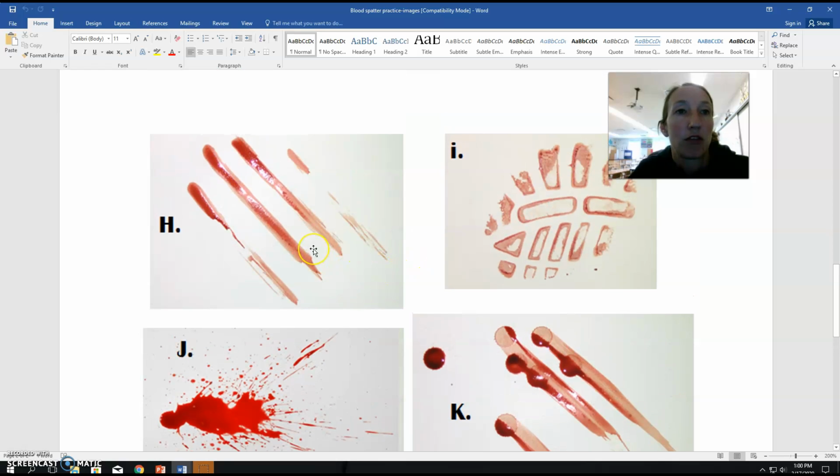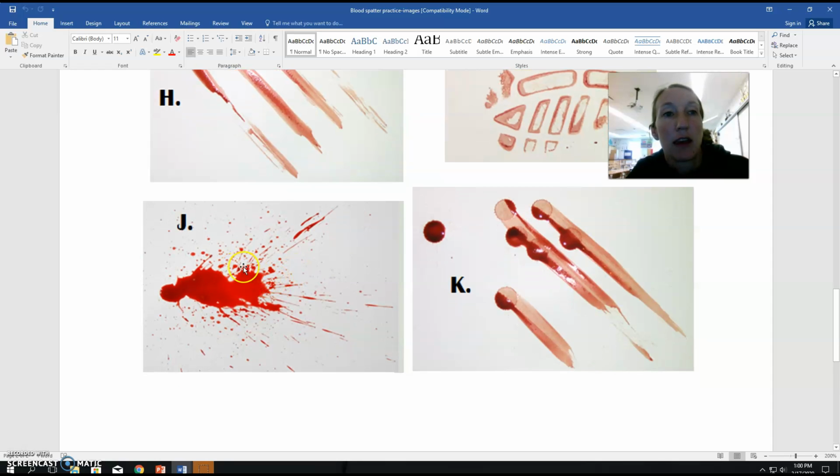All right, H, this is transfer, and it is a smear, also known as a swipe. I is also a transfer contact stain. Now J, it is projected. Okay, this is expirated, coughing out blood, filling up of your lungs, your chest, your throat region.